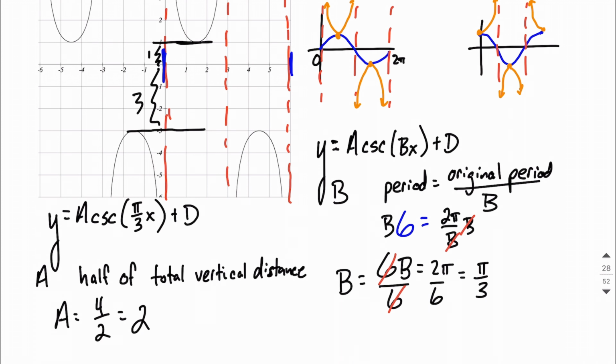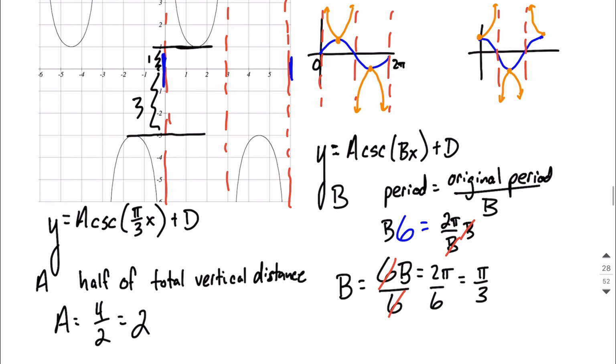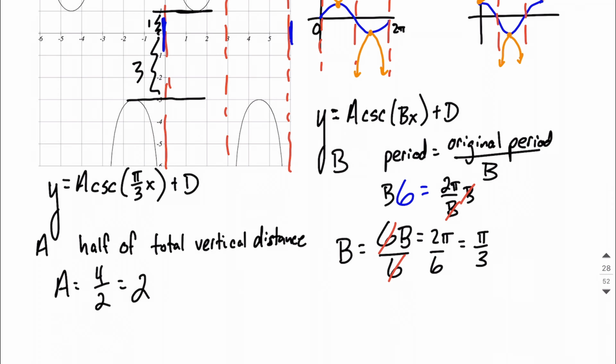Again, maybe note that from our basic sketch of our cosecant graph, it starts at the top. It hasn't been flipped upside down or anything like that. I would say don't worry about a vertical transformation in this case. So let's just use A as positive 2. So in building this up, we're now at y equals 2 cosecant of pi over 3 times x plus d.